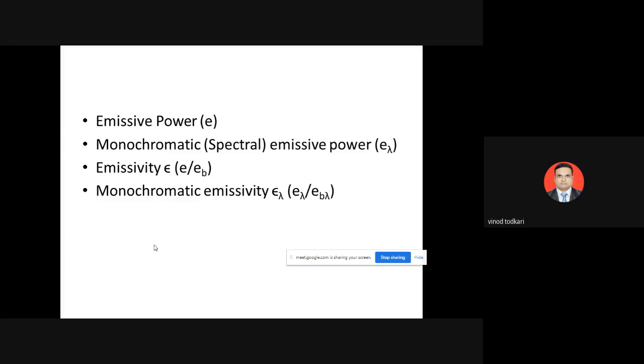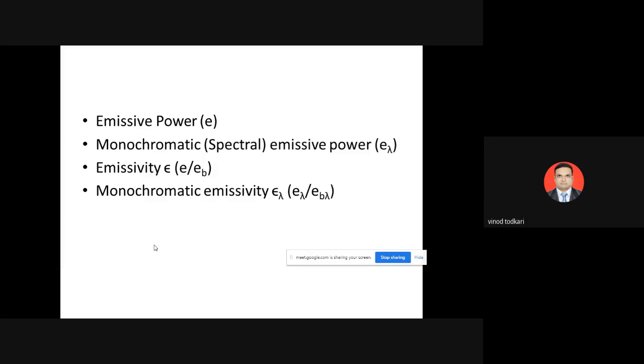Emissive power. So what is emissive power? It is defined as the emission of radiant flux at a specific temperature. You might be knowing that emissive power is a function of temperature. Higher is the temperature, higher is the emissive power. Now it is radiant flux, radiant energy per unit area. So its unit is watts per meter square. I repeat, emissive power is defined as the rate of emission of radiant flux at a specific temperature. It is given in watts per meter square.